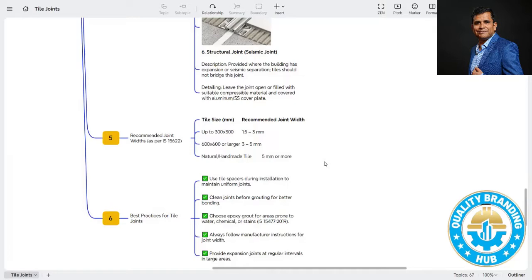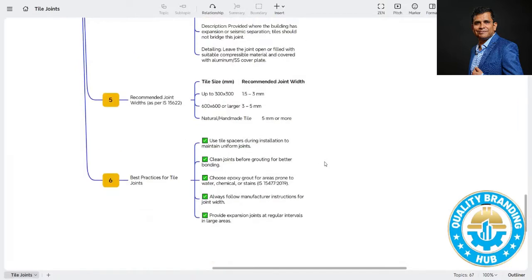What is the recommended joint width as per IS 15622? It depends on the size of the tiles. Up to 300, 600 by 600, that is 3 to 5 mm for a large tile, or natural or handmade tiles 5 mm or more. But again, there is a caution that whatever the joint, it should be as per the manufacturer's recommendation. The manufacturer of the tiles will give you the details about the tile size or the spacer size, and accordingly you need to provide it in your projects.